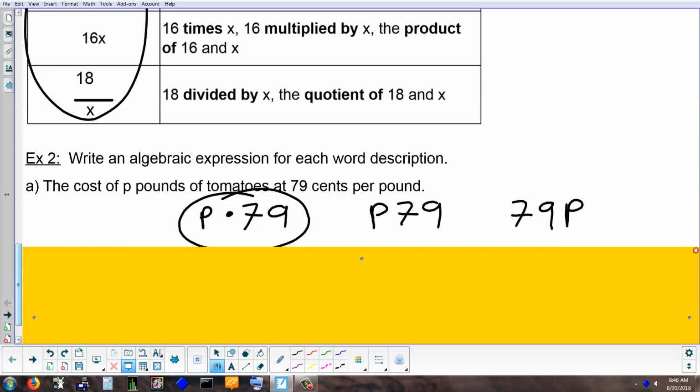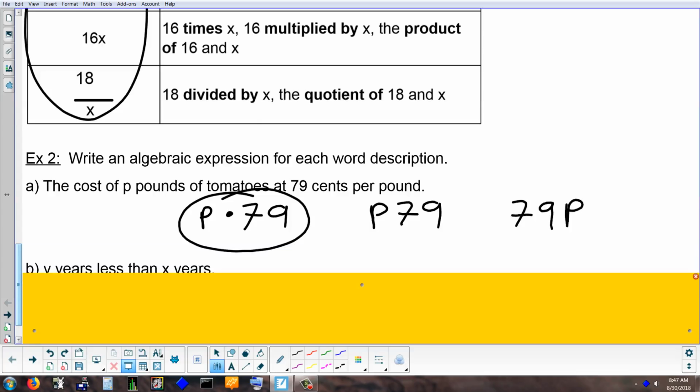What do you think? If we multiply two things, does the order matter? No. Like 2 times 5, 5 times 2? No. So any one of these is fine. I would just leave it the first way. Yeah, we have the P79 and the 79P.